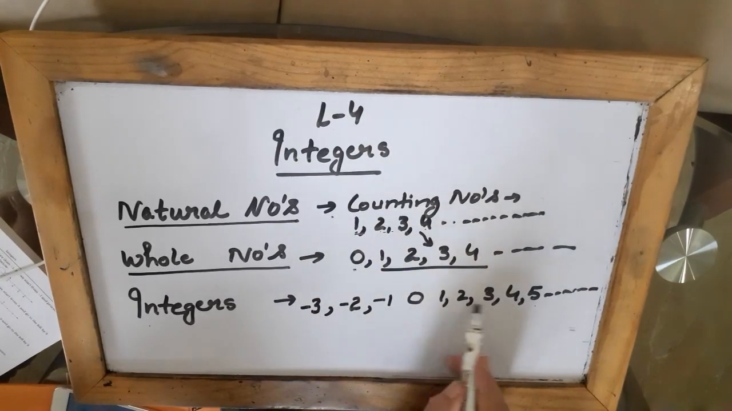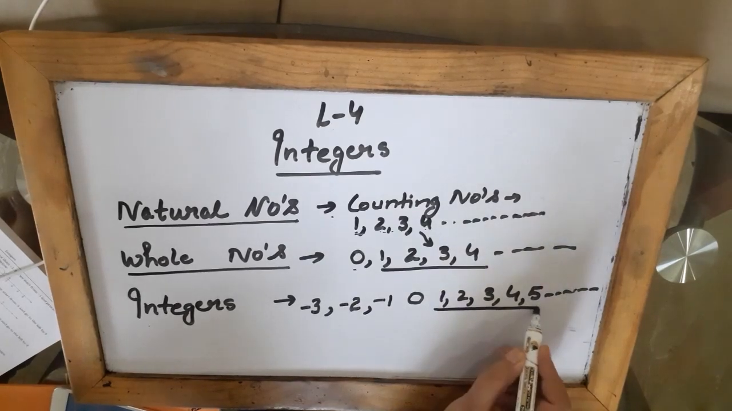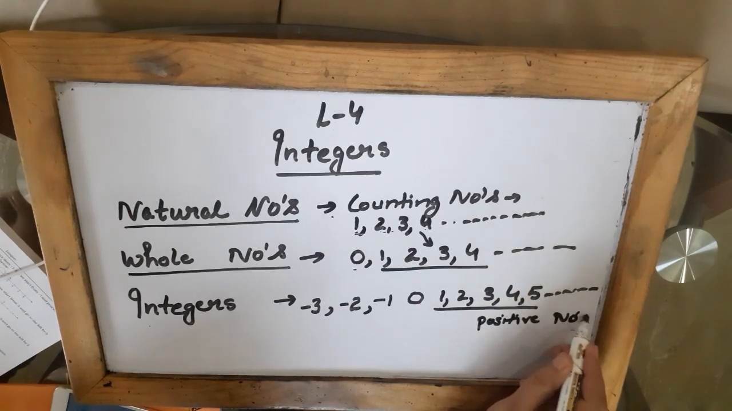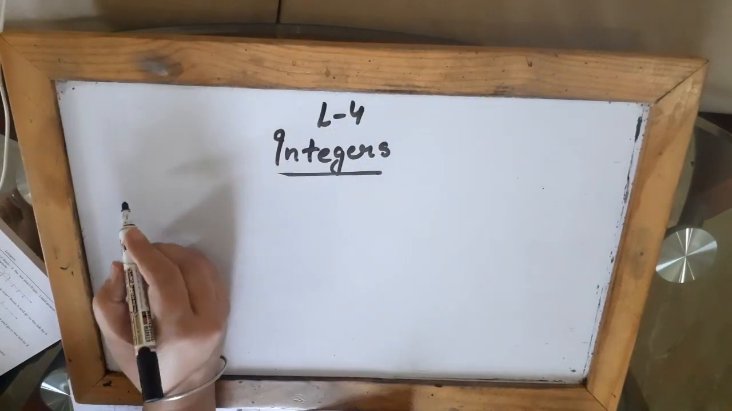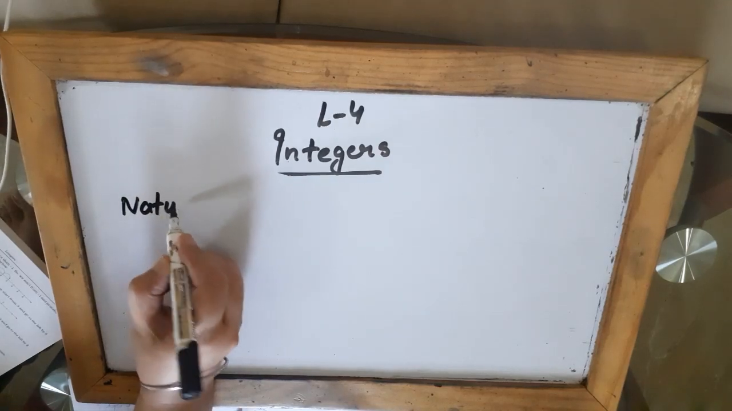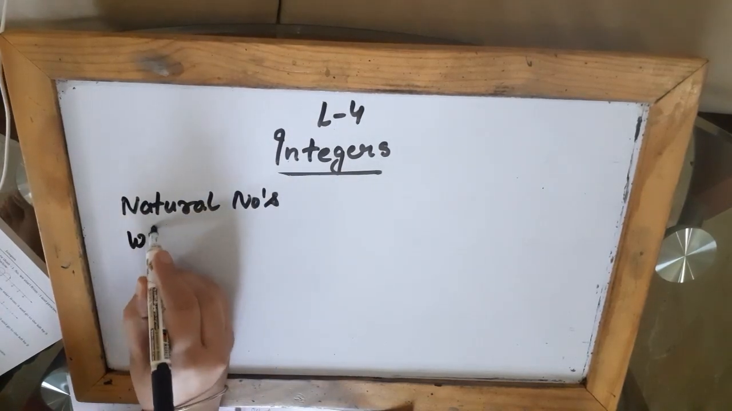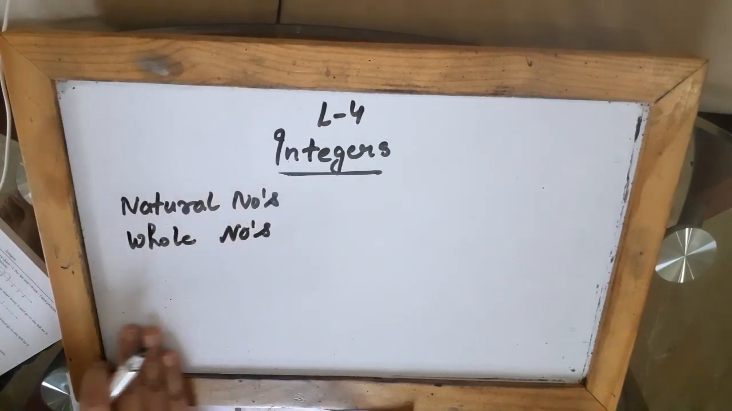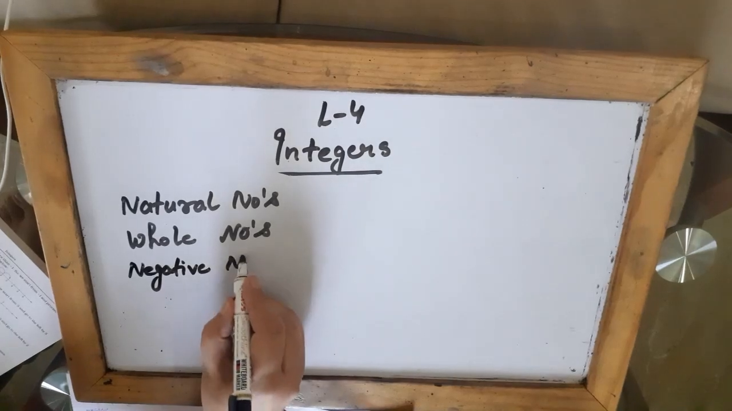So to the right of the 0, the numbers you have are called positive numbers. And to the left of 0 you have all the negative numbers. So what have you understood, what are integers? Integers consist of all the natural numbers 1, 2, 3, 4, 5, 6 like this, and the whole numbers like 0, and all the negative numbers.